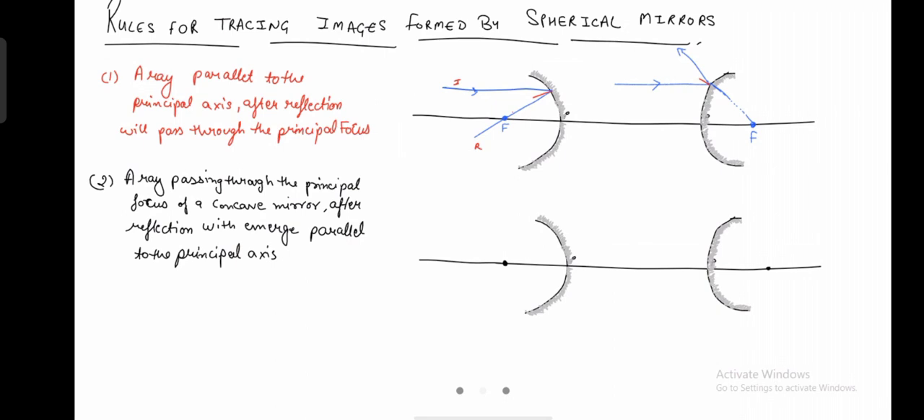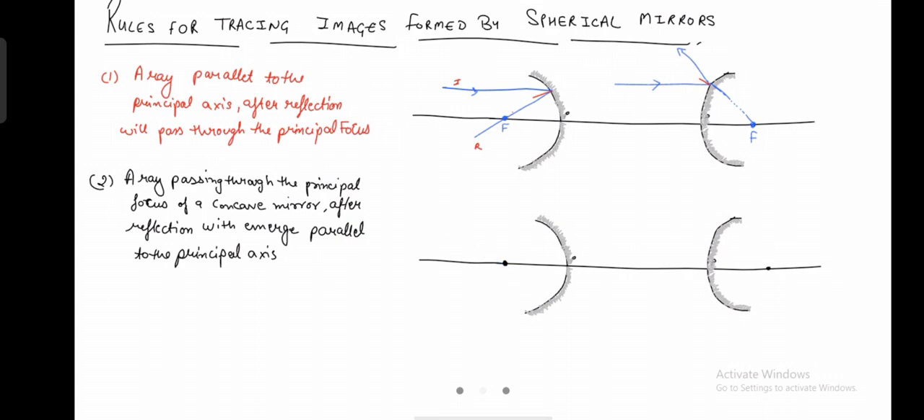So in the second rule, what is happening? In the first one, there was one line passing parallel to the principal axis, and it was coming through the focus. But in the second case, what will be happening? Let's say that one line is coming from the focus, something like this. Then where will it be going? It will be reflecting. Obviously, it will be coming something like this.